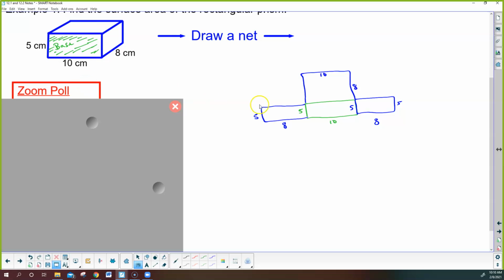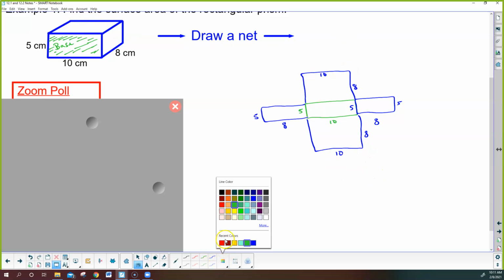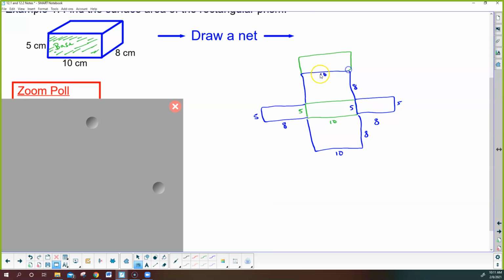And if I flip the bottom down, that's going to be a 10 by 8 as well. And I have every side but the back. And if I draw the back the same color as I drew the base here, that could be up top or it could be on the bottom. It doesn't really matter. Maybe I'll just put it up here. But that's the base that is continued throughout the solid from front to back.